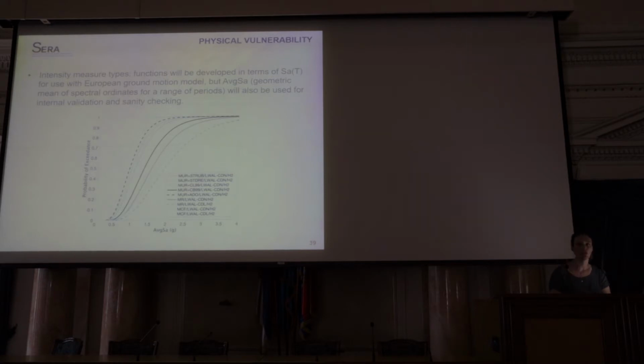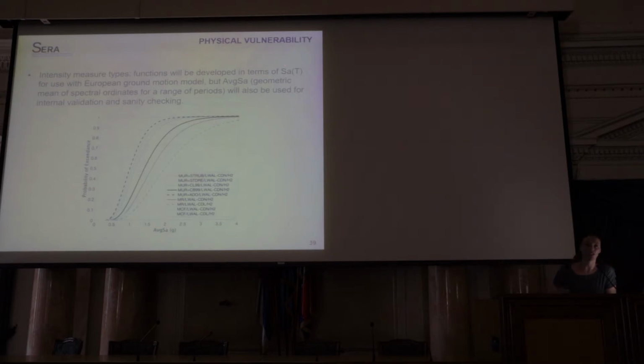But we're also producing them in terms of a metric called average spectral acceleration. The average spectral acceleration is the geometric mean of a number of spectral ordinates over a range of periods. So for a number of different building classes, we define this range of periods and we calculate the average spectral acceleration. So we can plot all of the fragility functions using the same intensity measure.